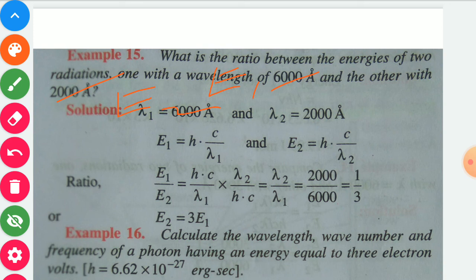E1 upon E2 is equal to hc upon lambda 1, upon hc upon lambda 2. So on solving, hc will be cancelled. So E1 upon E2 will be lambda 2 upon lambda 1. Lambda 2 here is 2000 angstrom unit and lambda 1 is 6000. So on putting the values, 2000 upon 6000, it will be 1 by 3. So the ratio of the energies related to the wavelengths 6000 and 2000 angstrom unit will be 1 by 3, means 1 upon 3.